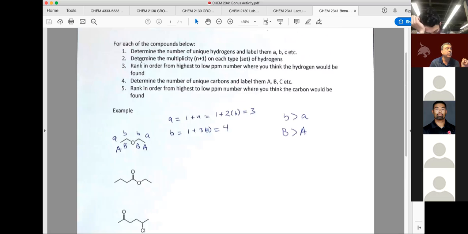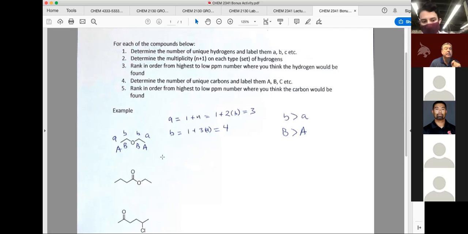The second thing is you want to determine the multiplicity, that n+1, of each set of hydrogen atoms. So A is going to have one number to it, and B is going to have another number to it. And so what I did to help you identify what the multiplicity is here is I showed you the equation 1 plus n, but then I told you where n comes from. So in this case, A right here has 3 hydrogens on it, but it has 1 signal. So that's where the 1 comes from.